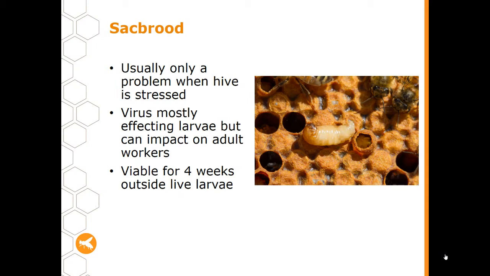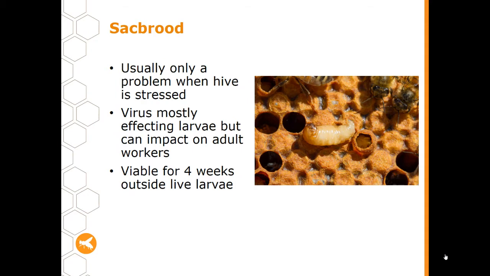Unlike the diseases we've talked about before, sackbrood is only really viable outside a live bee for a short period of time, so around 4 weeks. So hives that haven't got bees in them and have been made bee-proof can be put aside for several months and then should be free of sackbrood because of the very short period of activity, or viability, of that virus.